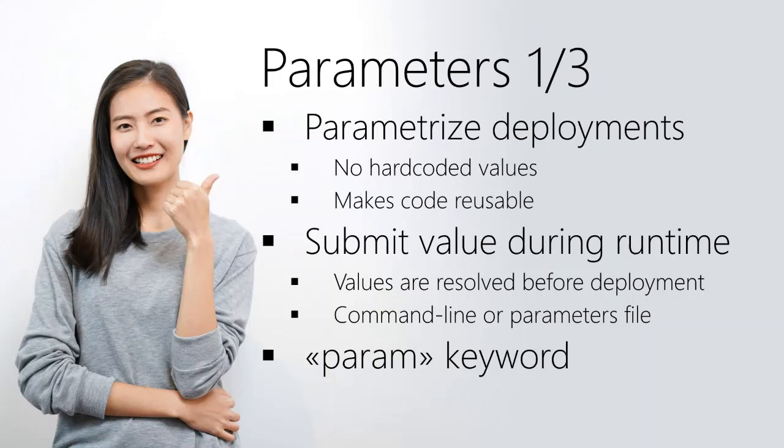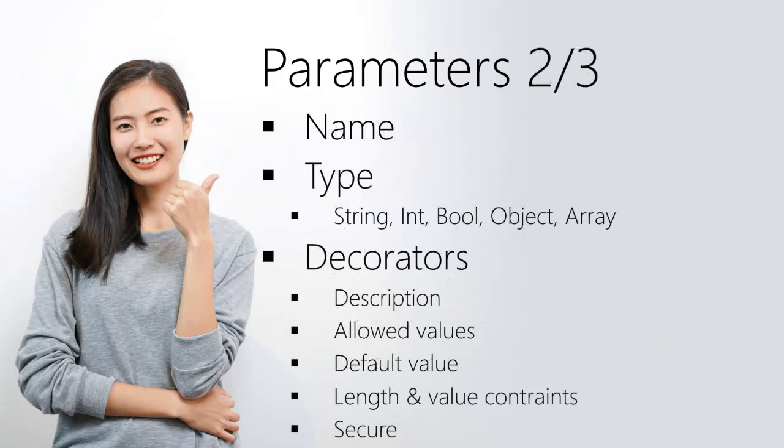So parameters are defined or declared using the param keyword, and after that, you need to submit a name. So every parameter needs a unique name. Unique means you cannot have another parameter with the same name, and you also cannot have other objects in your Bicep configuration, for instance, a variable that uses the same name. So the name needs to be unique.